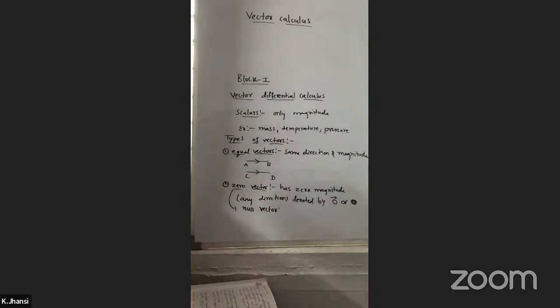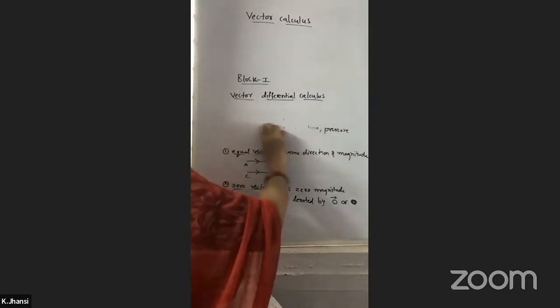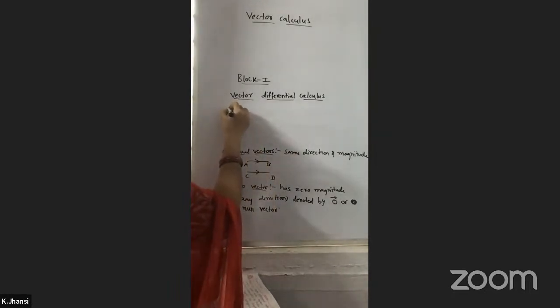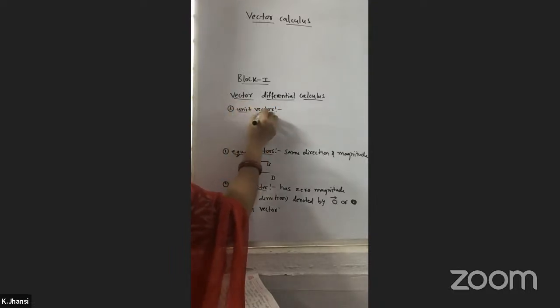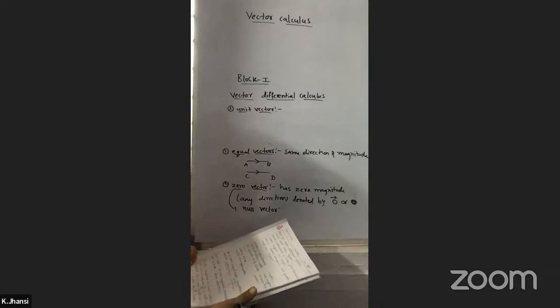So remember this, and the representation of the zero vector, how it is represented, is important. And the magnitude of the zero vector is 0. Okay. Next, the third one is a unit vector. In the name itself, it is there. Unit means 1. So a vector which has a magnitude of 1 is called a unit vector.